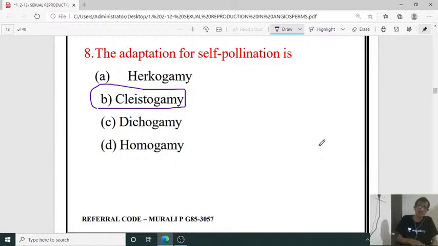So in the closed situation, we can assume 100% that it is self-pollination only, because there is no provision for the entry of pollen grain into the flower when it is completely closed. So cleistogamous flowers are an adaptation for self-pollination. As a result, there is no provision for the entry of pollen grain from outside. So the right answer for question number 8 is B.